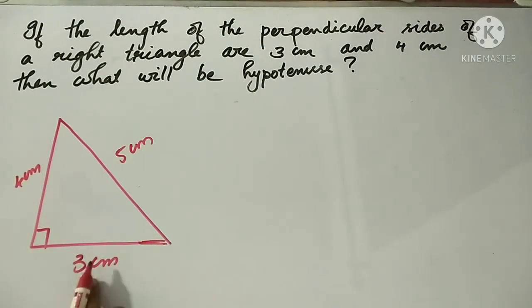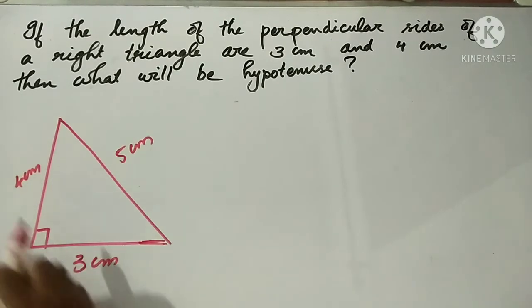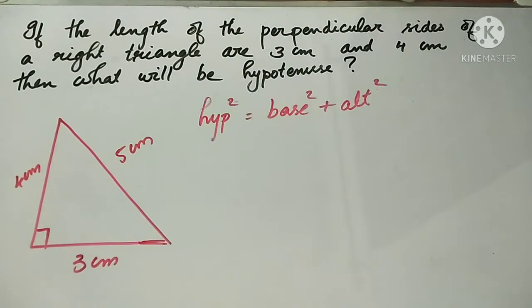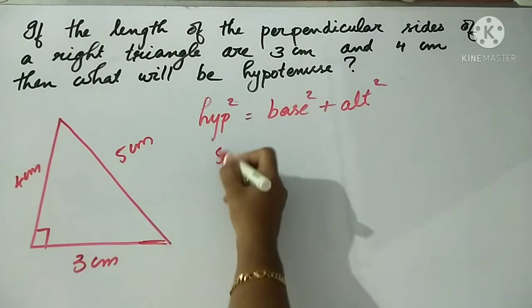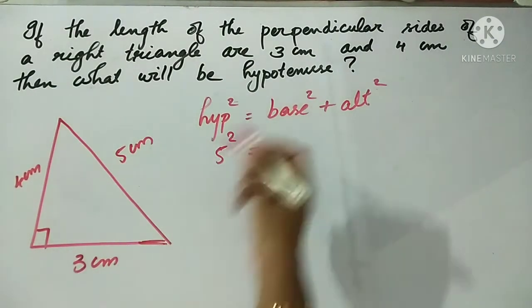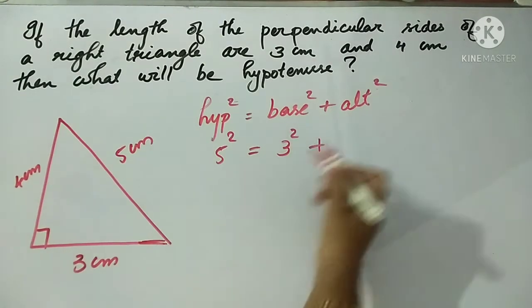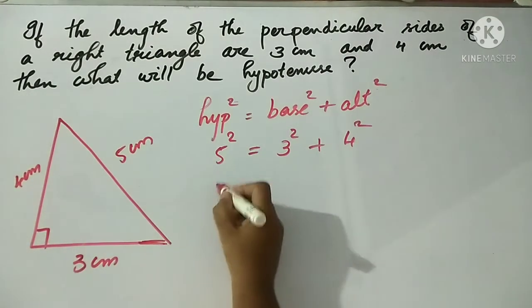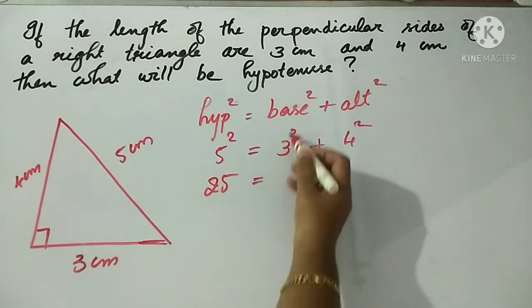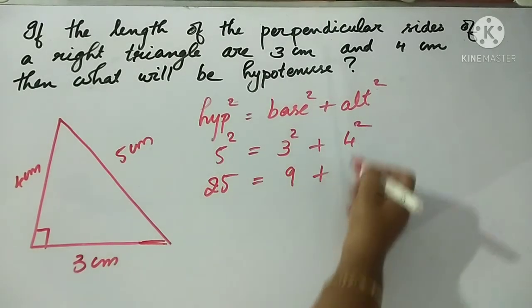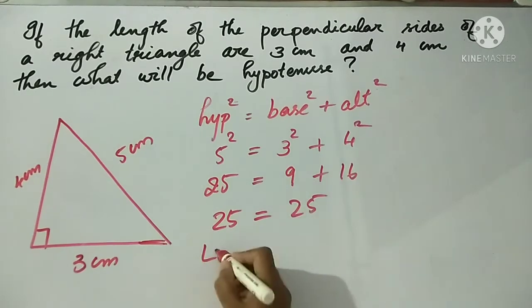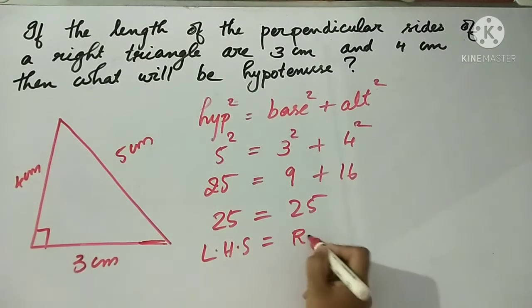And see children, here the perpendicular sides are 3 centimeter and 4 centimeter, and the hypotenuse is 5 centimeter. When we substitute these values in Pythagoras theorem, hypotenuse square, that is 5 square, is equal to base square, 3 square, plus altitude square, 4 square. 5 square is 25 is equal to 3 square 9 plus 4 square 16. That is 25 is equal to 25. See here, LHS is equal to RHS.